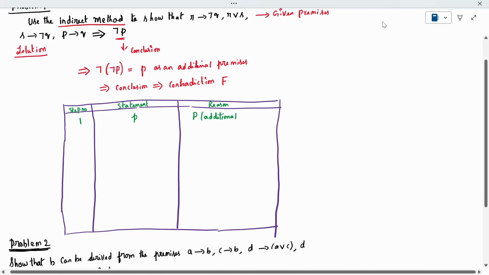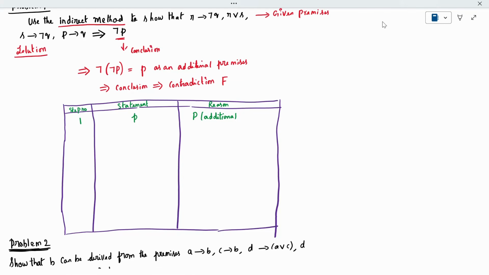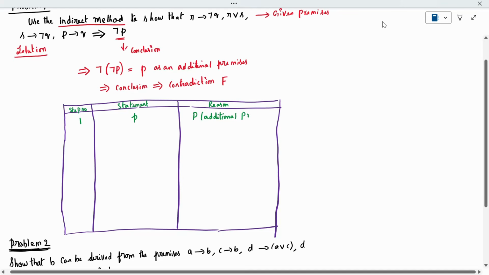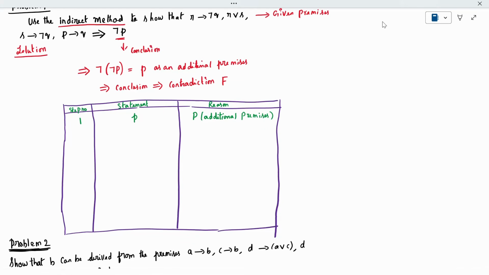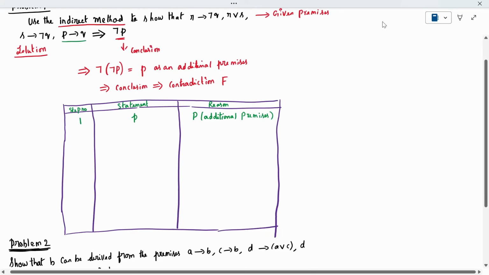Normally, whenever we introduce a premise, we write P rule, but in the indirect method we write P as an additional premise. So the additional premise is taken. Now I can take any premise from the question; there is no order. I'm going to take the last part, because I already have P, so it will get cancelled.